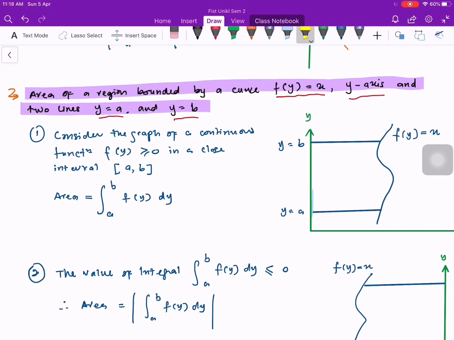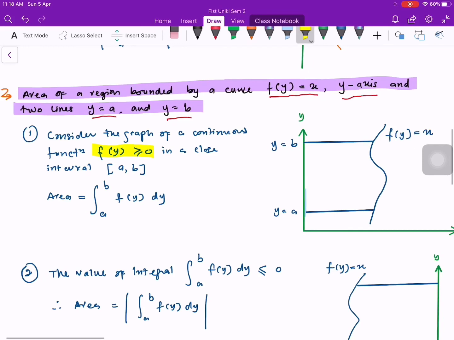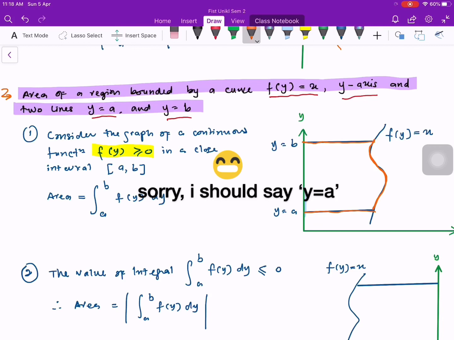Consider the graph of f, the continuous function where f(y) is greater or equals to 0, means they are berada di bahagian first quadrant, which is a positive side, in a closed interval of [a,b]. So [a,b] in this case is actually y. Okay, it is a range of y from a to b with closed interval, which means a and b are included. So to find the region bounded between the curve of f, okay, so we have the curve of f and x is equals to a, and then y is equals to b, and then we have the y-axis, okay, bounded between all of this, kita akan dapat this region.